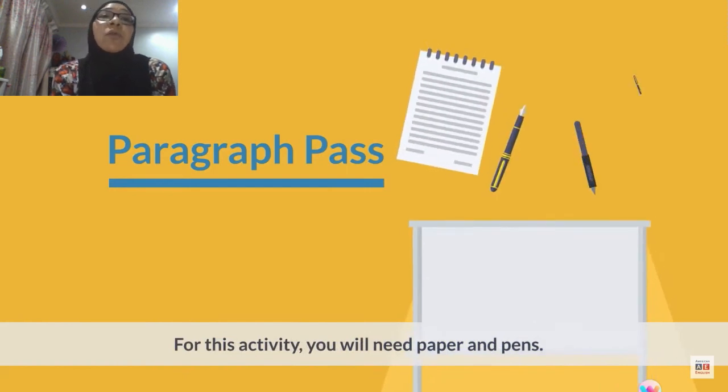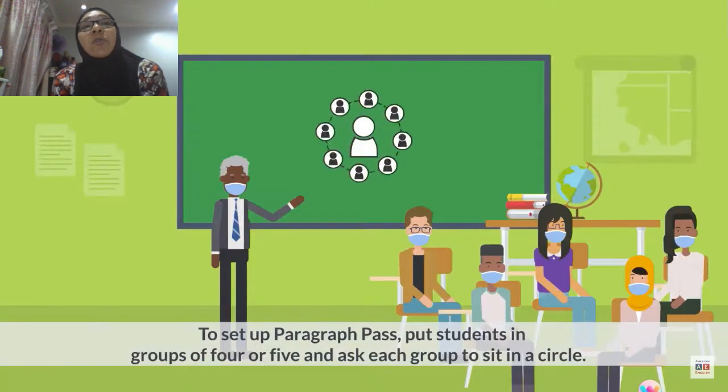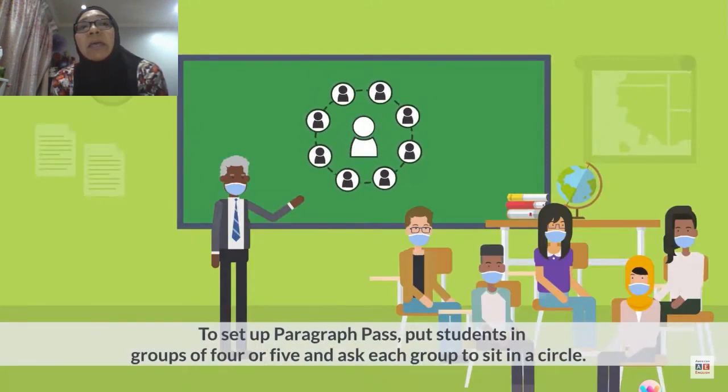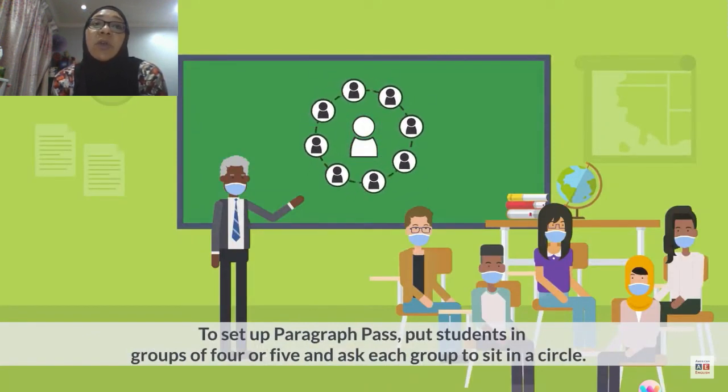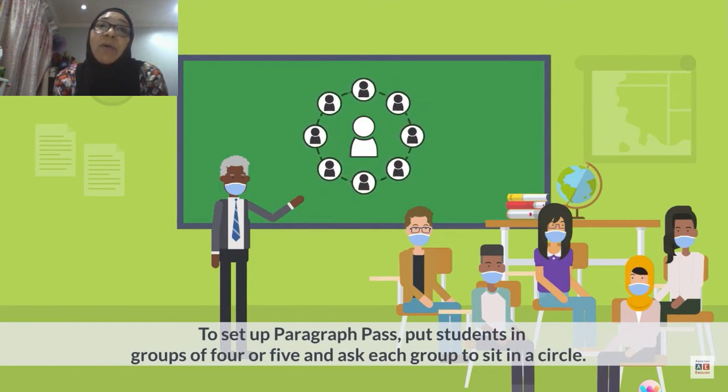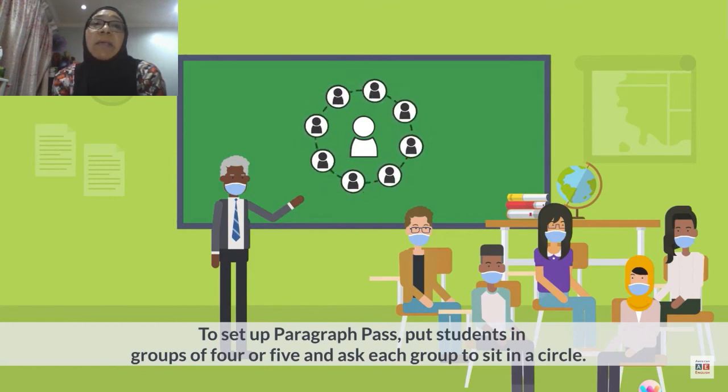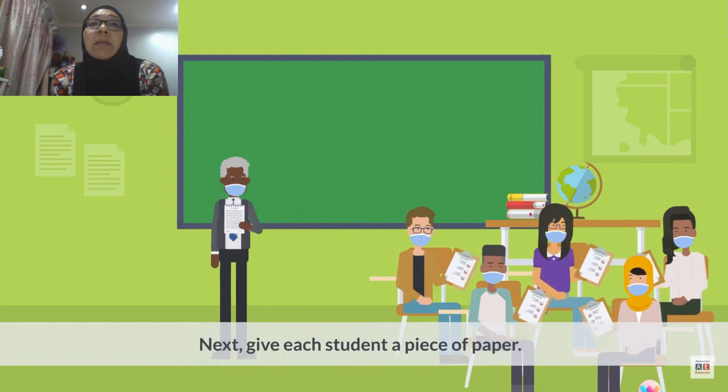So for this activity, you'll need paper and pens. Get them ready, please. So to set up paragraph pass, as I mentioned before, you're going to have to be in a group of 4 or 5. Sit in a circle, that's best. And of course, get yourself ready with a piece of paper.